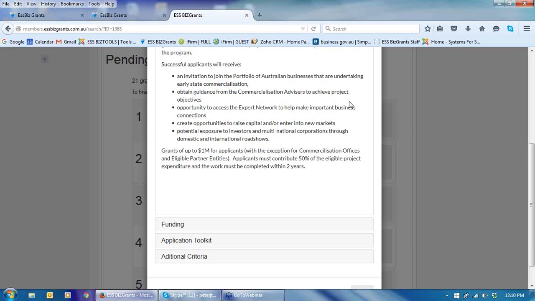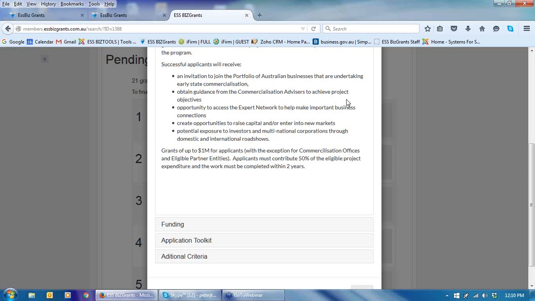Applicants have to be able to contribute 50% of the total project. So if the project's going to cost $2 million, the grant funding could be $1 million, but the applicant needs to be able to identify where they will get their $1 million from. They don't need to have that money on day one, but they need to be able to articulate in a budget and cash flow forecast and other financial information where their contribution is going to come from.